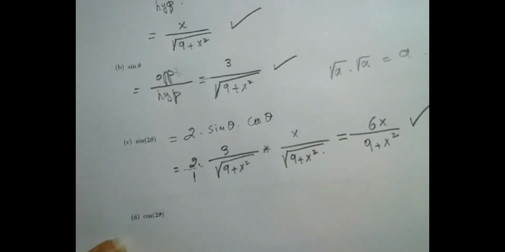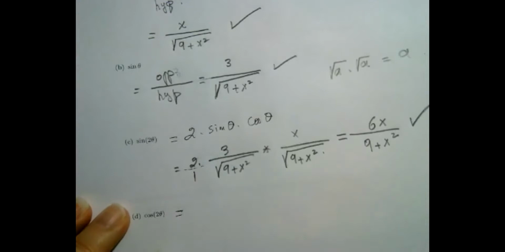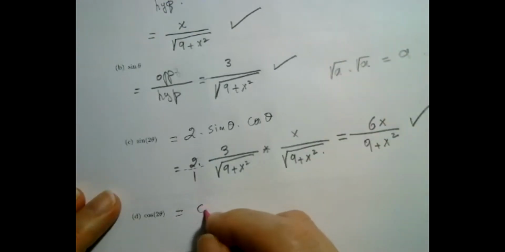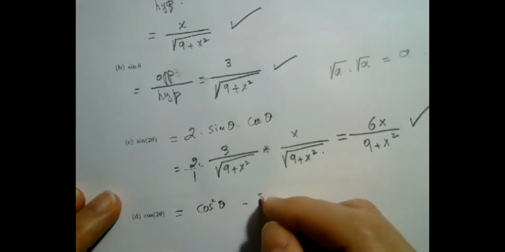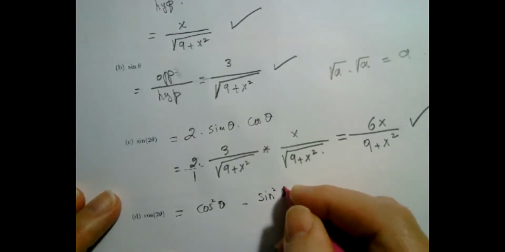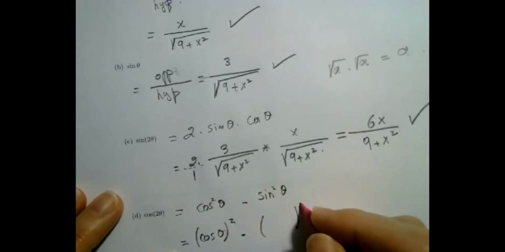Okay, please ask questions as I move on. Now, cosine 2 theta. Again, I gave you the formula. It's the cosine square of theta minus the sine square of theta. Remember that the cosine square is the cosine theta squared, minus that.